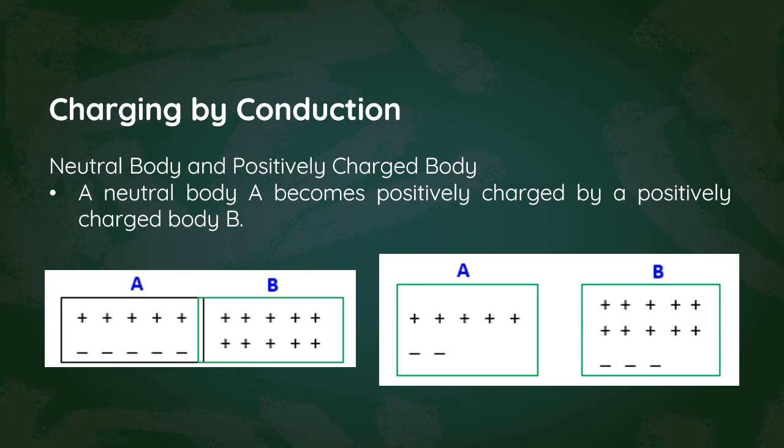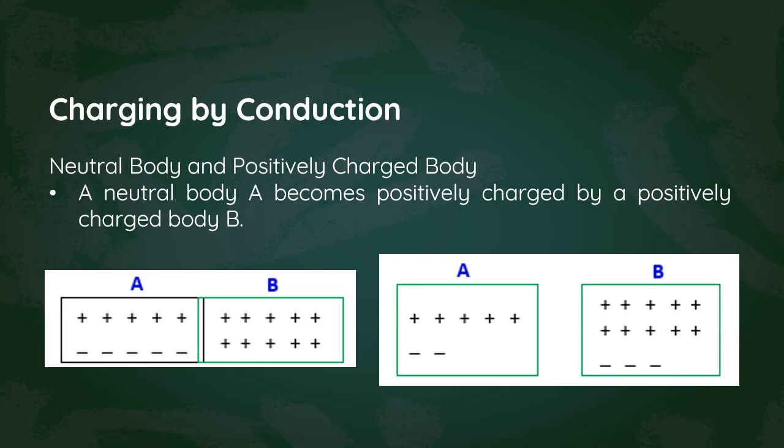After contact or during contact, some electrons from A will go to B, since the electrons are the ones that can transfer from one atom to another. So again, some electrons from material A will go to B because they will become attracted to the protons in B.